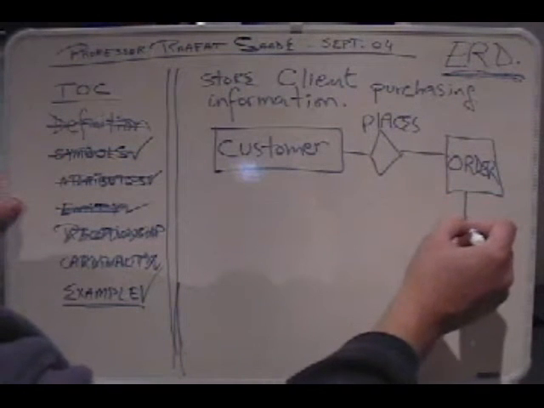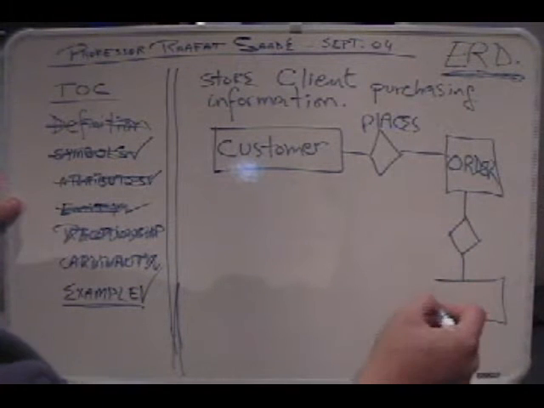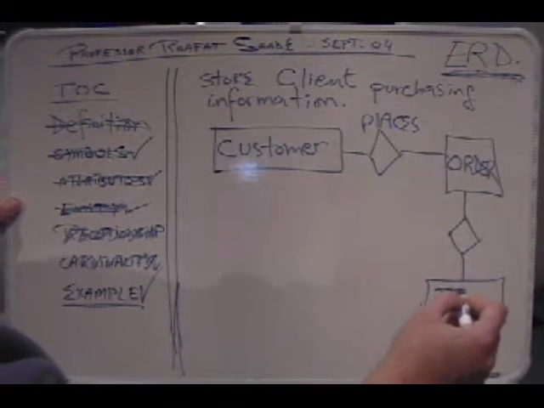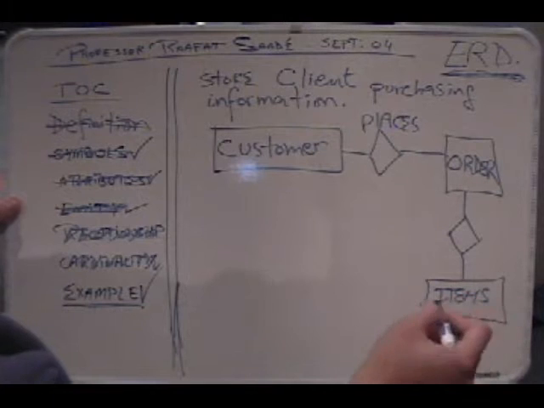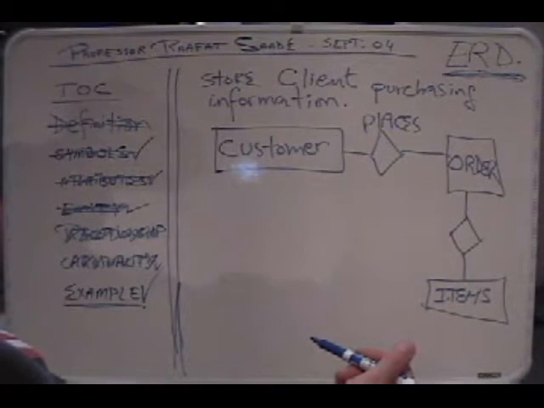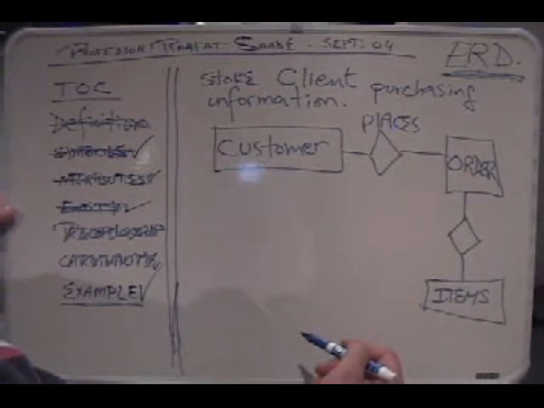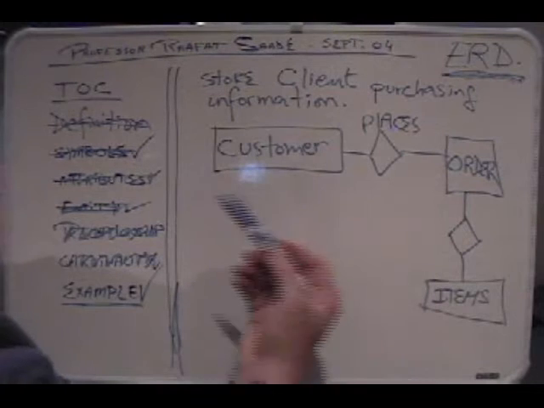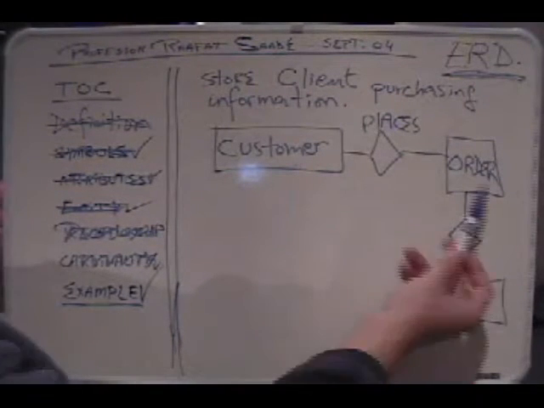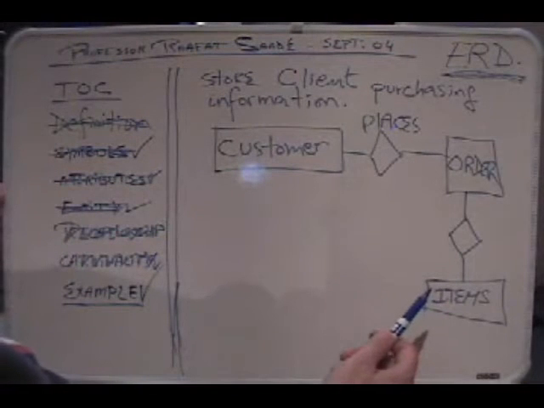But then the order contains items. The items define what's in that order. So let's take a look at this and analyze it a little bit further. The next thing we have to do is see the relationships, and we'll take a look at it from a logical perspective.